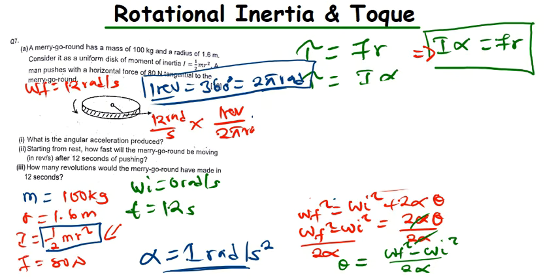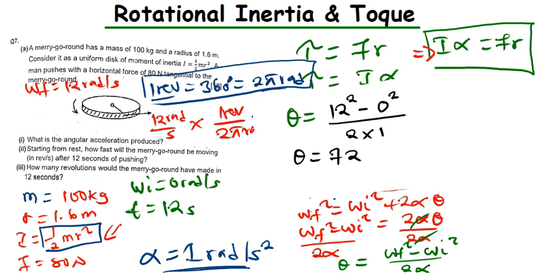So we plug in the values, we're going to have theta equal to, the final is now 12, and I have to square it. Initial is 0, I square it, divided by 2 times the acceleration, which is 1. So theta will be equal to 12 squared minus 0 divided by 2 times 1, which is just 2. So it's 72. So this is 72 rad.